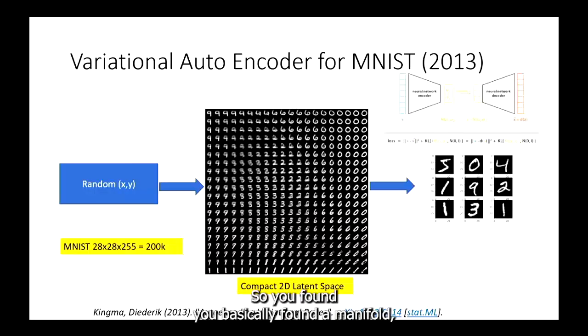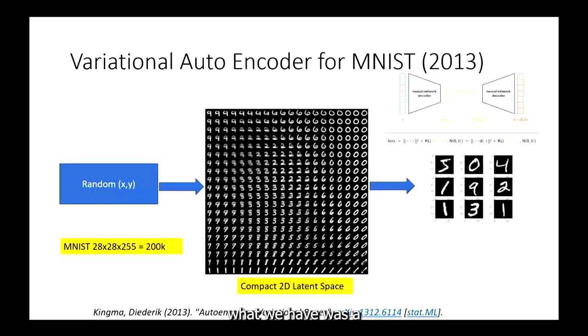So you've basically found a manifold, which is the handwritten digits of a certain scale, and any random point you chose in that feature space would give you a handwritten digit. Is that pretty cool? Okay, so that's the sort of thing we want to do. We want to find a small space that represents human faces amongst all the possibilities, and that's just an extension of this. That was known in 2013.